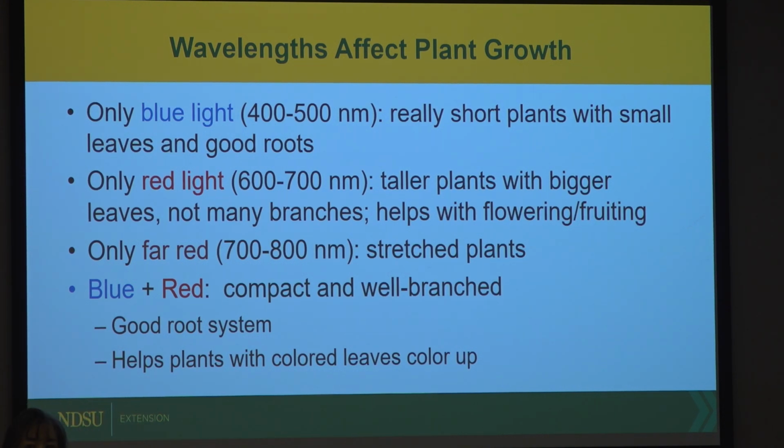But what if we grow using a combination of lights? Blues and reds and just a little hint of far red. That plant is going to grow well, it's going to be compact, well branched, and have a nice root system. In addition, if you're growing, say, a plant with different colors, like a red lettuce, it's going to color up too because of having that nice combination.